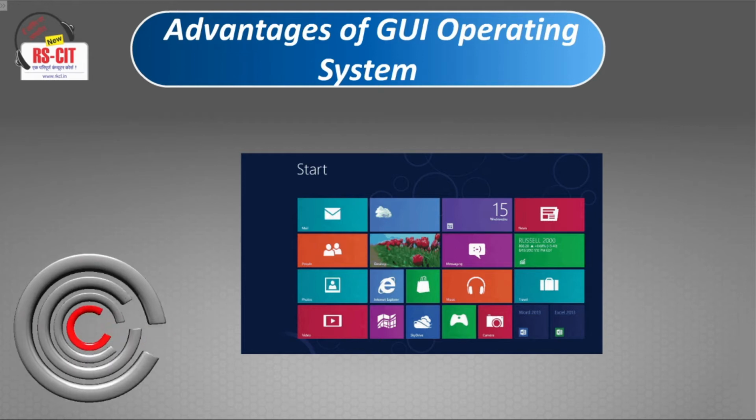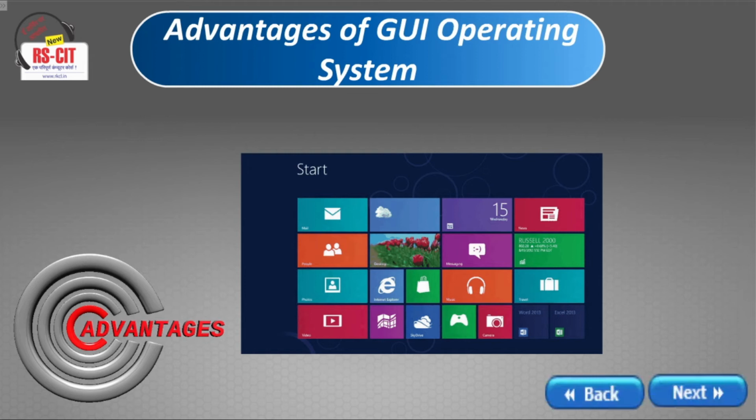Once you have learned to use one WIMP, that is Windows Icon Menu Pointer-based operating system, then it is simpler to transfer those skills for using a different OS, for example Mac OS.